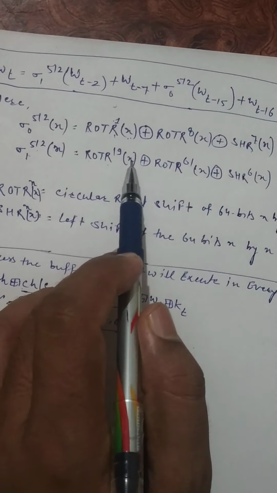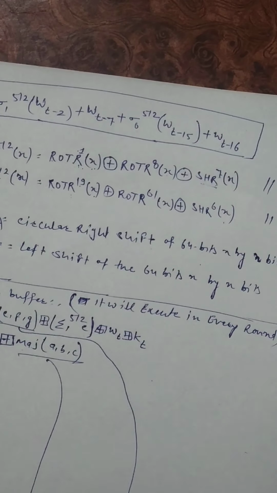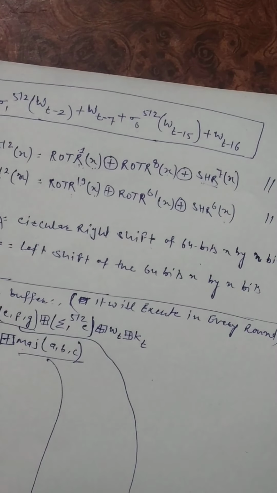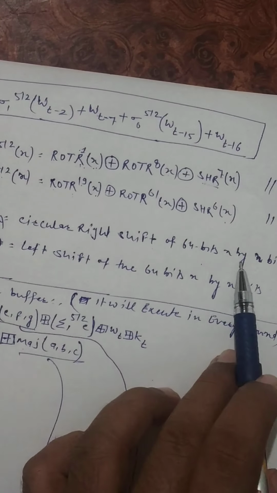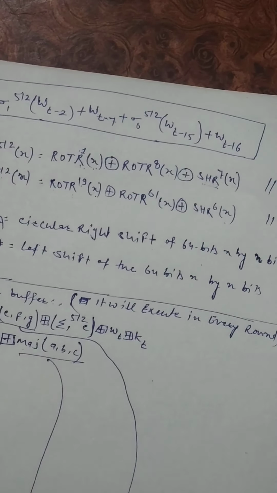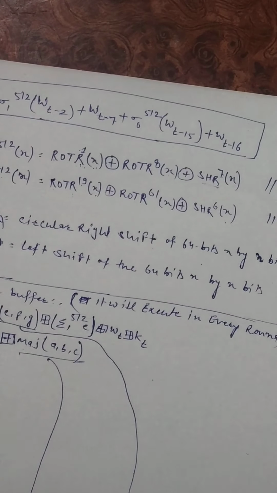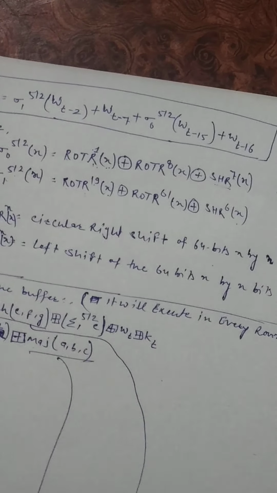ROTR to the power n of x means circular right shift of 64 bits. As we know, x is W, which may be registered from W0 to W15. Ultimately, I already told you the size of W is 64 bits. So, circular right shift of x by n bits. So here x is what? Our W. In this way we can shift their values and calculate the value of sigma 0 and sigma 1.